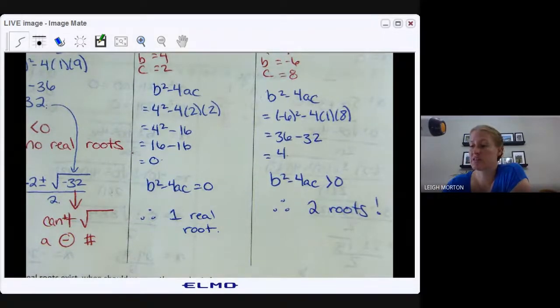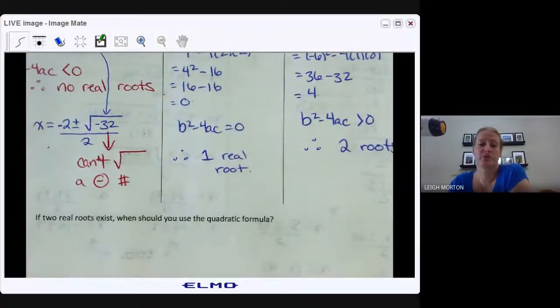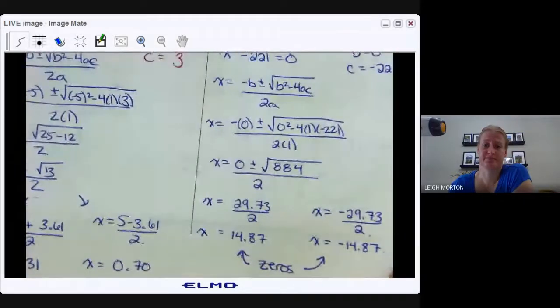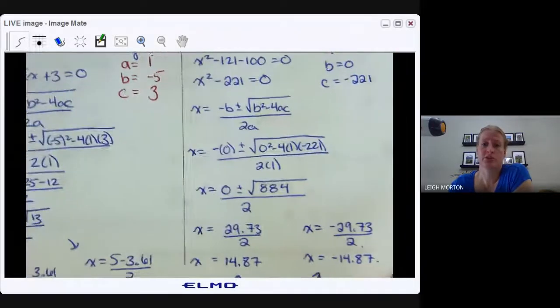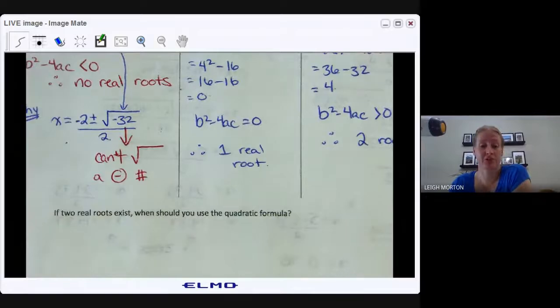Now I know the question says state the roots where possible. We're going to move on. Practice it on your own. So the question is then, if 2 real roots exist, when should we be using the quadratic formula? That's a lot of effort. Should you use it for every one? Well, it would give you the answer, but that's a lot of calculations when sometimes simple factoring will help.